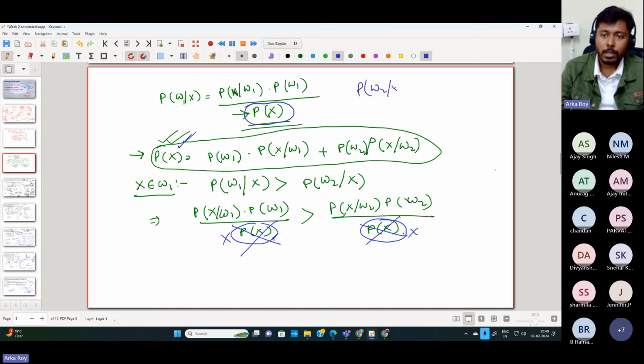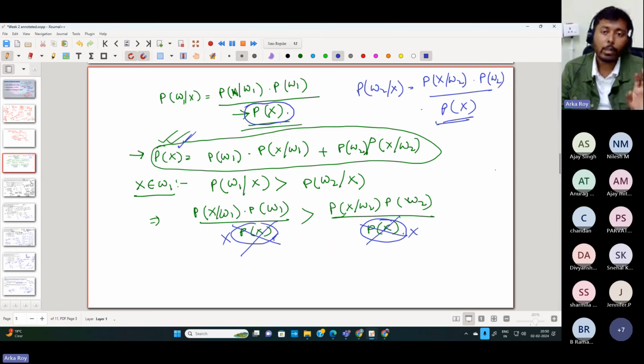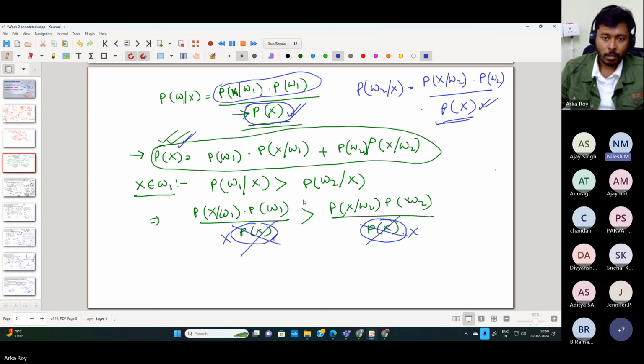If you do p of omega 2 given x, the formula is the same: p of x given omega 2 multiplied with p of omega 2 and divided by p of x. So this p of x appears to be the same for both the classes, so you can ignore this. But when you are asked to solve a problem mathematically, then you have to consider these values too, because Bayes' theorem is incomplete without this particular term. Bayes' theorem is not just this one. For mathematical convenience, we ignore this, but if you're trying to solve a problem, you need to consider it. So I hope this answers the question. Yes, it helps a lot. Thank you very much, sir.